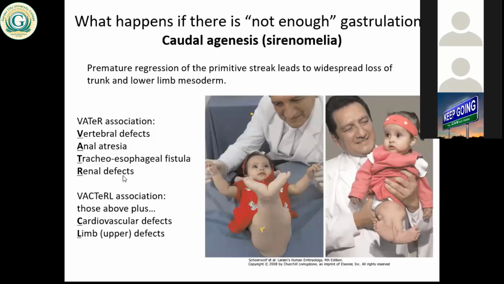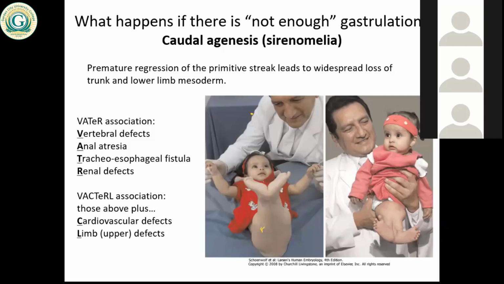So there's renal defect. Tracheo lungs, also the same aspect, anal, caudal aspect, and then we have vertebrae. She also will have cardiac defect and then limb defect. Okay. So we usually don't see them. That's why this consultant is very happy taking a picture with the baby. Okay. This happens when there is not enough gastrulation.